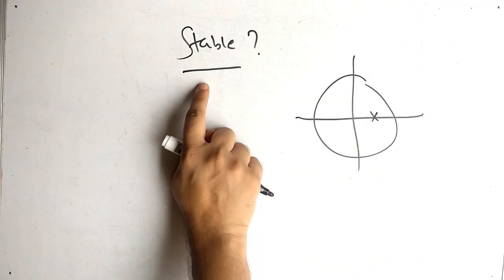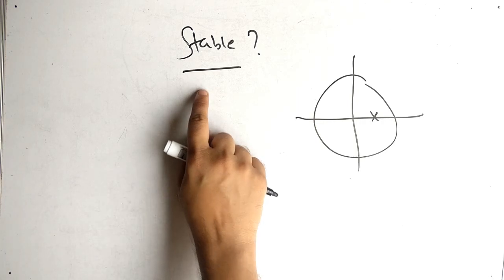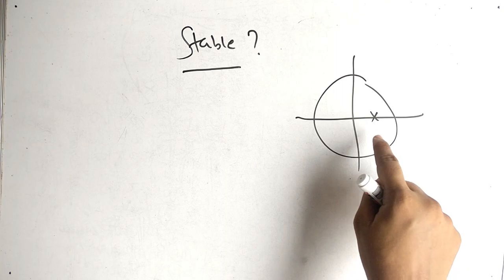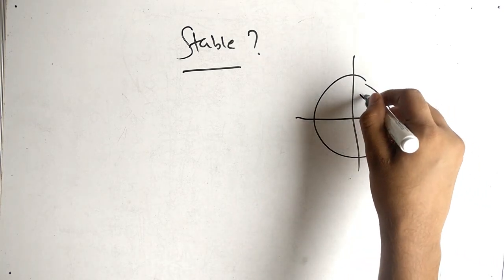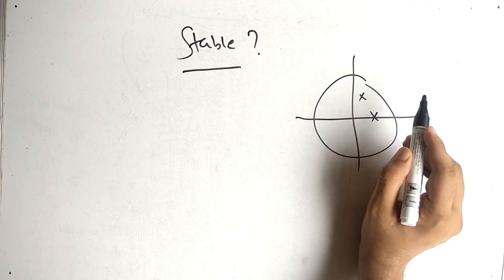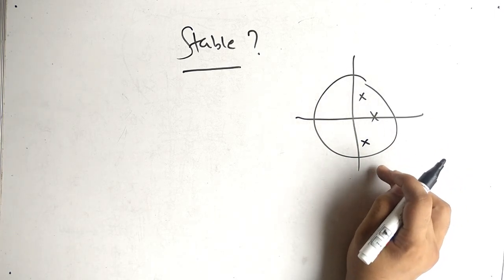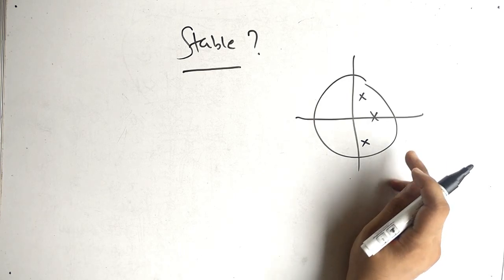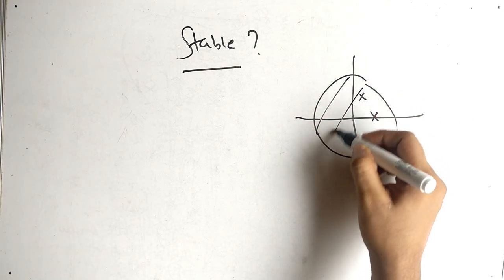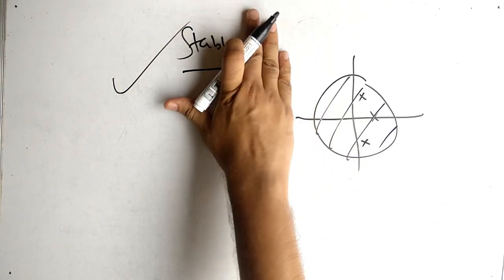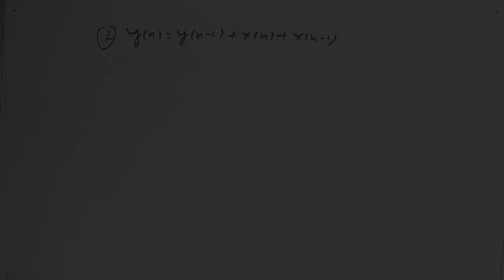So the last topic is whether the system is stable or not. To check that, first we have to draw the unit circle and place the poles wherever they were. So at 0.5 the first pole was there, the second pole was at 0.1 plus j times 0.2, and similarly here 0.1 minus j times 0.2. Now you can note that all these poles are inside the unit circle. Whenever the poles are inside the unit circle, the system is stable. So the answer is yes, the system is stable.